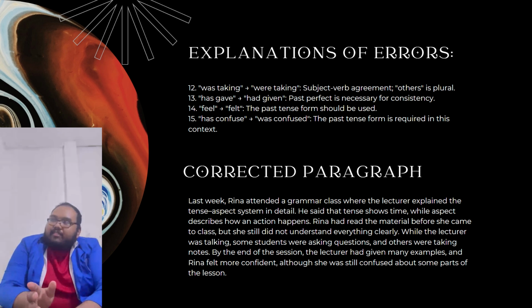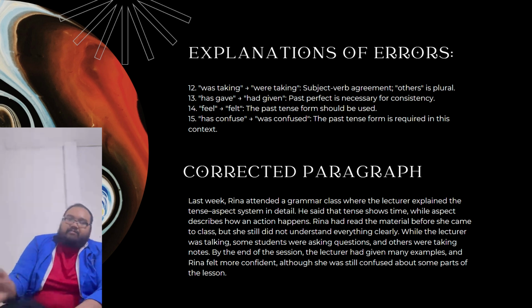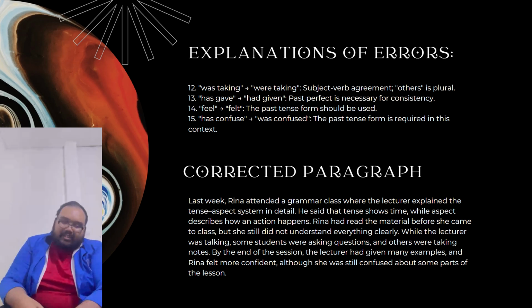Has gave, turn into had given. Past perfect is necessary for consistency. Feel, turn into felt. The past tense form should be used. 15, has confused, turn into was confused. The past tense form is required in this context. Now, this is the correct paragraph that I'm going to be showing you.